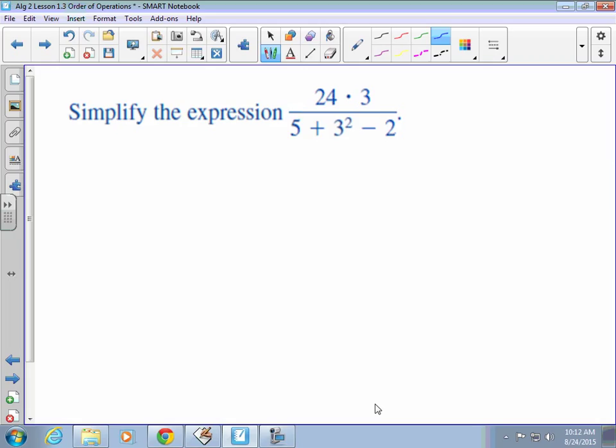Okay, first thing we do is our parentheses. Remember, the fraction bar acts like it looks like this. So do everything at the top, then we'll do everything at the bottom. You don't need to draw those in. I'm just showing you that's what the fraction bar does.